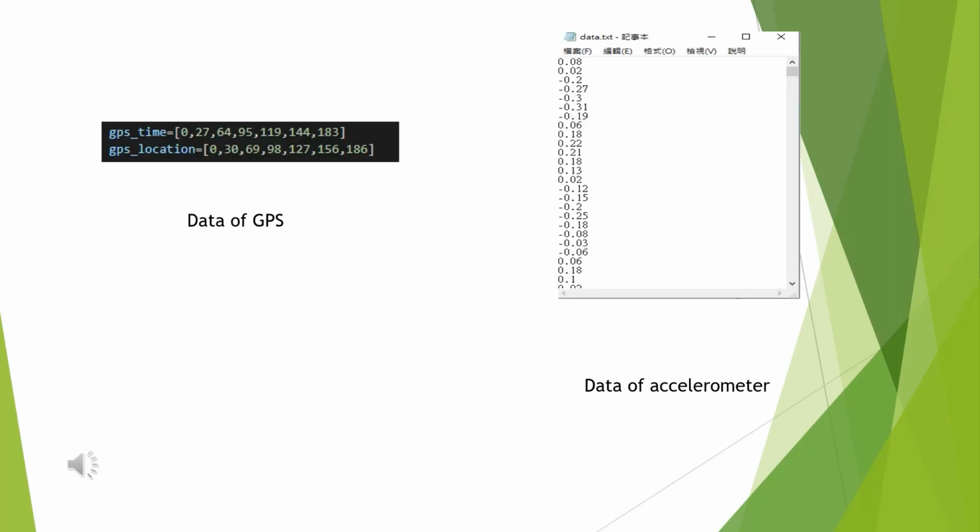These are data from the two apps. The GPS data on the left graph have the information of time and location. Since the sampling rate of the GPS is not high, in this figure we can see it only records 7 samples in 3 minutes. This can cause errors in the following experiments, but we will use the Kalman filter to fix the errors. The accelerometer data on the right have the acceleration values. We get 100 points per second.